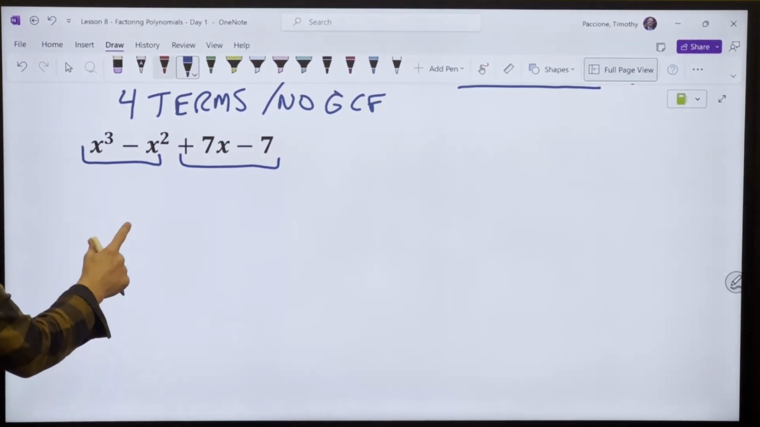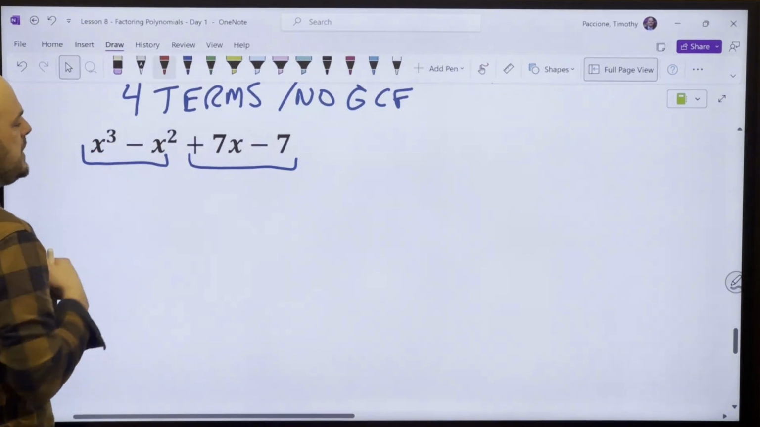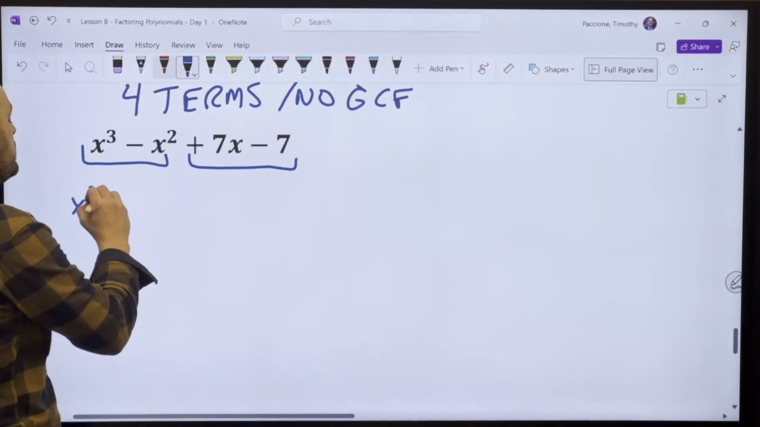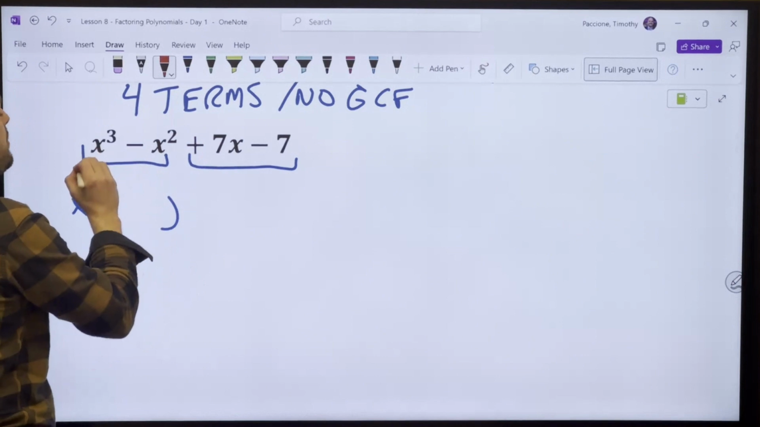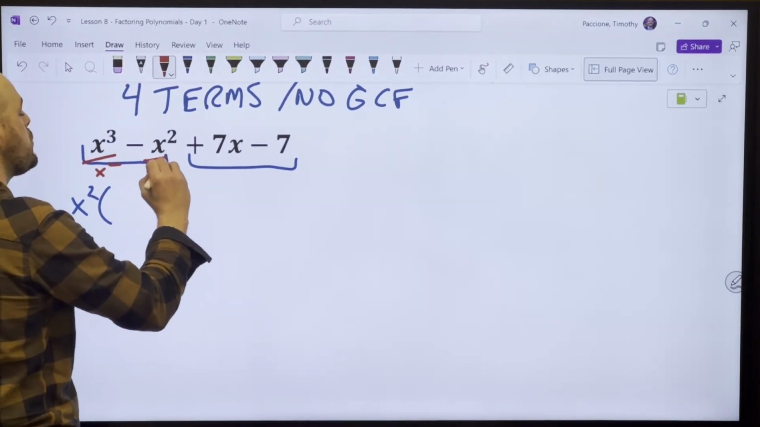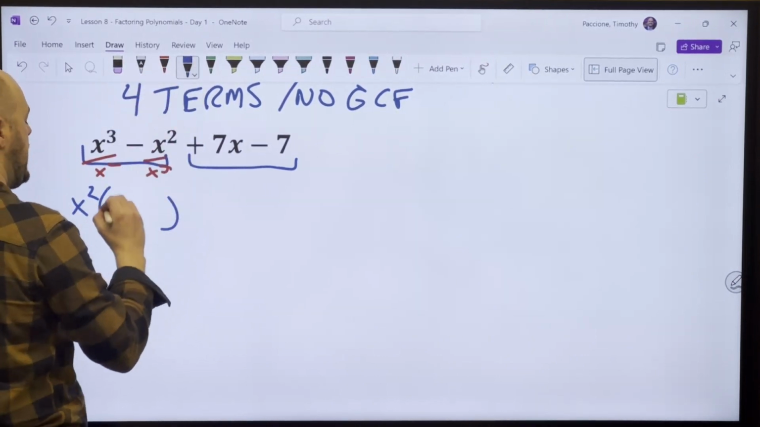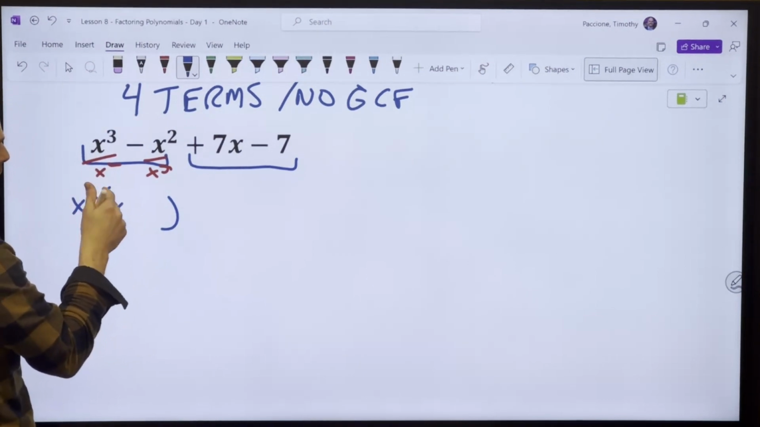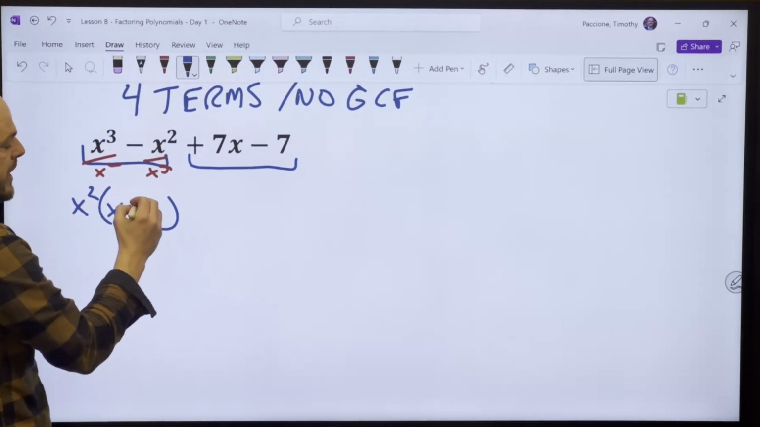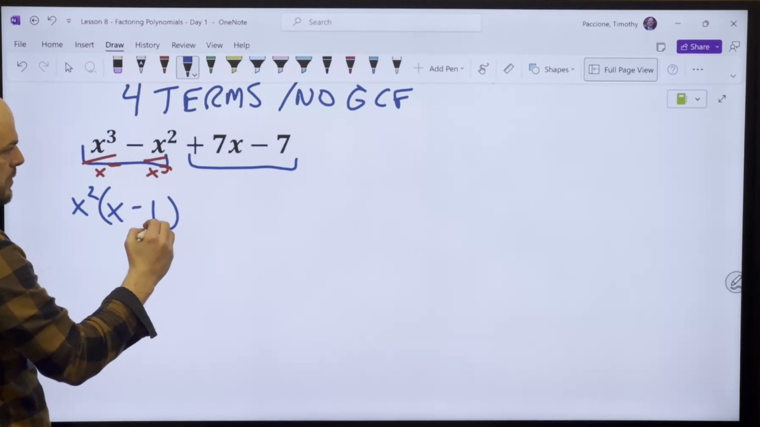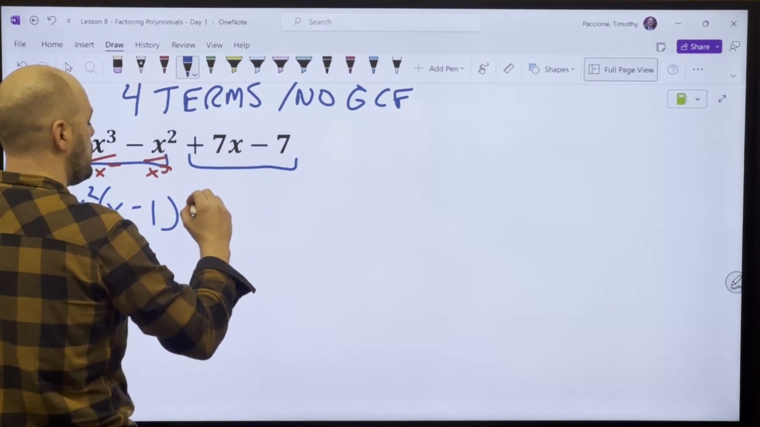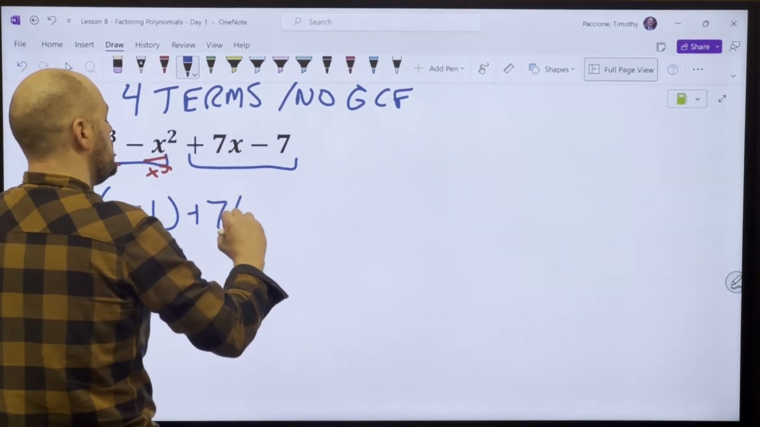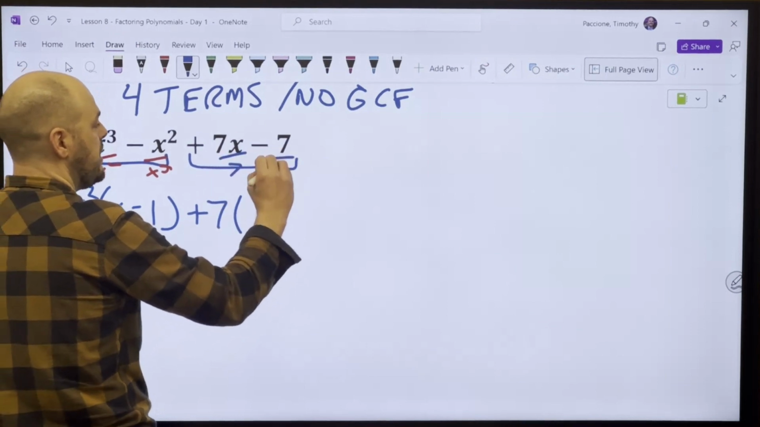Okay? So what goes into this group, both of these things? X squared. And if I divide them both by x squared? X to the 3rd divided by x squared is x, right? X squared divided by x squared is 1. And then over here, what goes into both? 7. And then this divided by 7, this divided by 7 is?